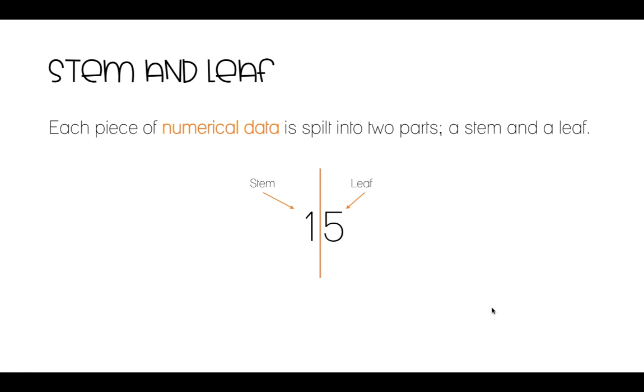Now our leaf is the very last digit of our number, and the stem is all of the other numbers in front of that. So you could have multiple stems. We're focusing on the leaf, which is just that last digit. So the stem is 1 and the leaf is 5 here.